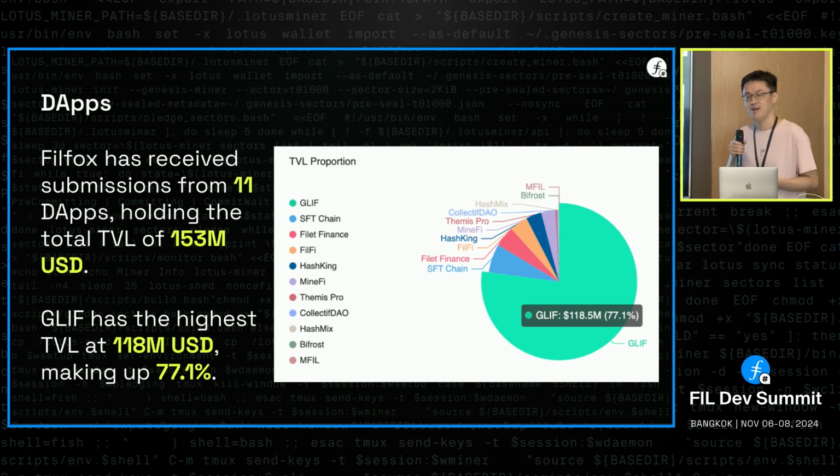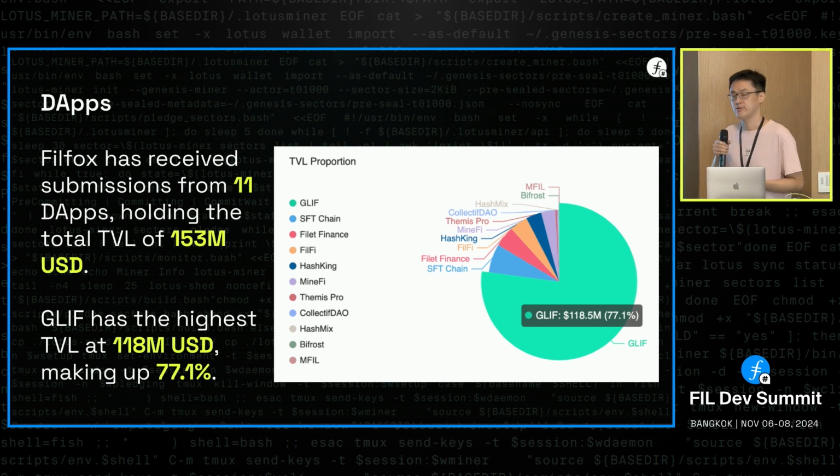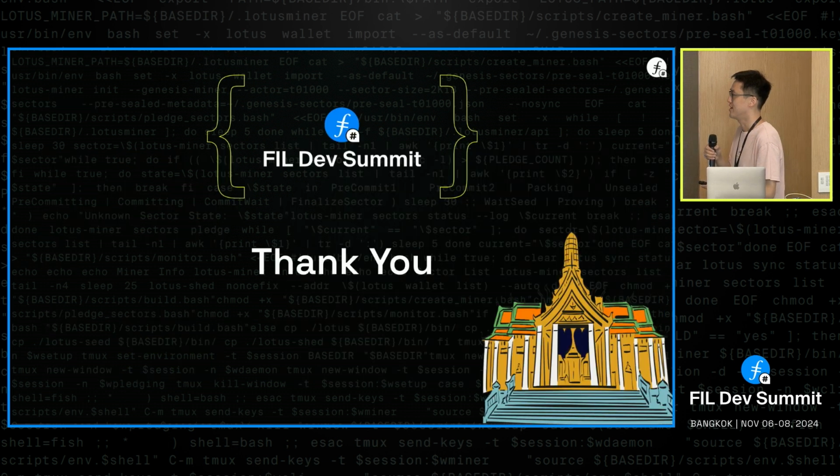And this TVL, I found that it's also equal to the dApps on Starknet. So I think the activity of Filecoin is actually equal to Ethereum layer 2. For example, Starknet, Scroll, I think they are similar. Okay, I think this is all of my presentation today.